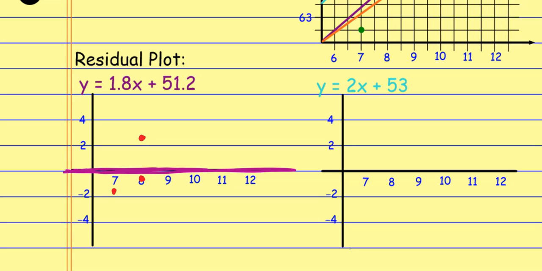At 10, I had a residual of negative 1.2, so right about here. And I also had one at 2.8, just right about here. At 11, I had a residual of 1. And at 12, I had a residual of negative 1.8. Okay? And this is what we call a residual plot.